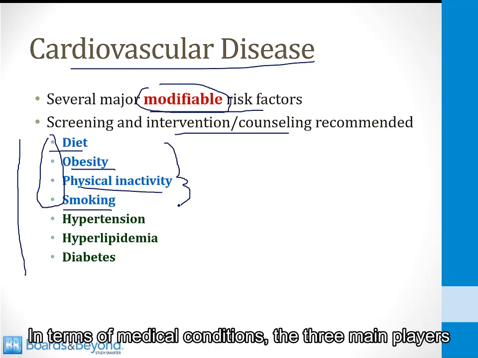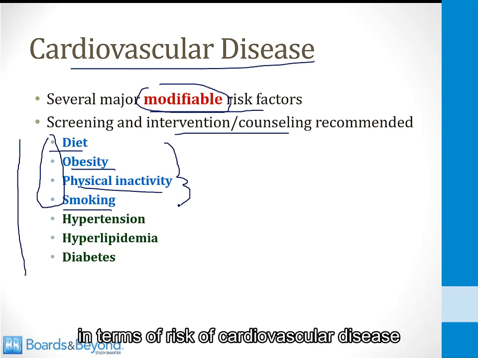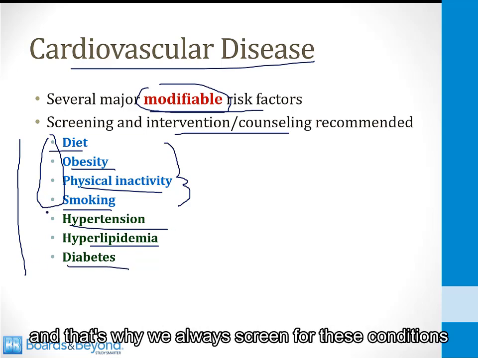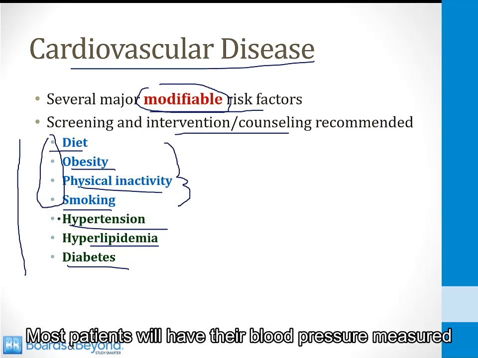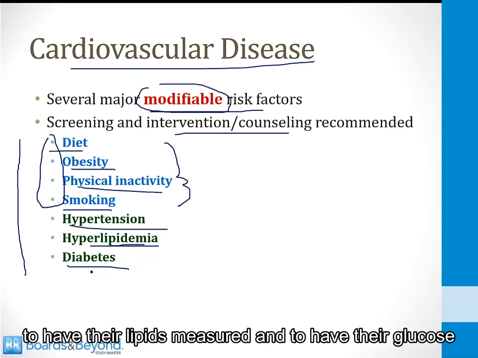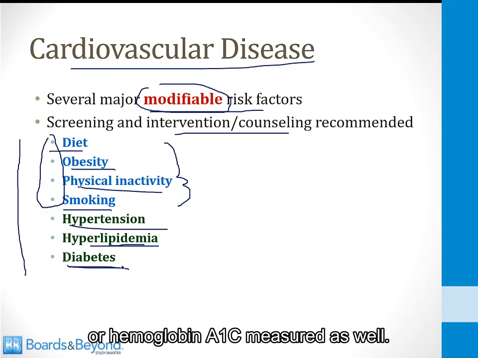In terms of medical conditions, the three main players in terms of risk of cardiovascular disease are hypertension, hyperlipidemia, and diabetes. And that's why we always screen for these conditions at a general medical visit. Most patients will have their blood pressure measured, and they'll be referred to the lab to have their lipids measured and to have their glucose or hemoglobin A1C measured as well.